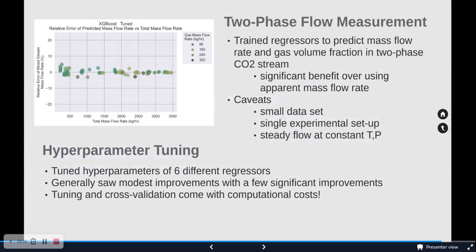For me, the most important part of the project was learning about hyperparameter tuning. In general, the default models performed quite well, so I generally saw only modest improvements with a few cases of really significant improvements. However, these benefits tended to come with computational costs. For something like tuning the hyperparameters of the neural network, it took quite a lot of computation time on my computer to get that done.